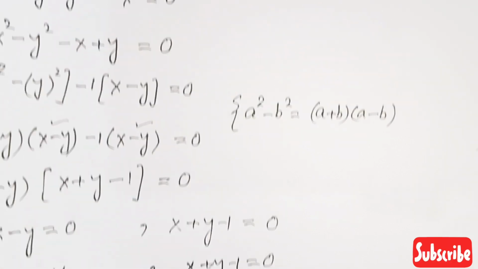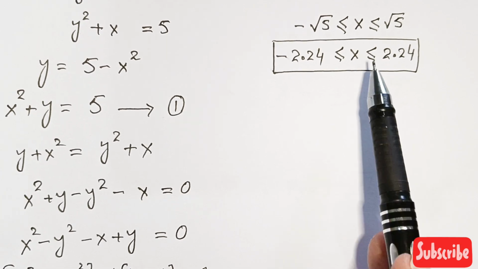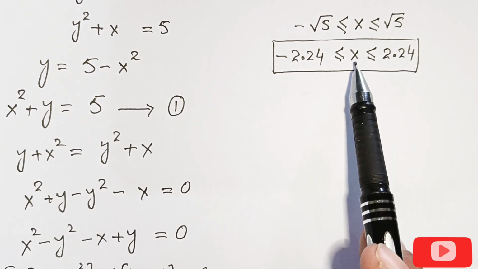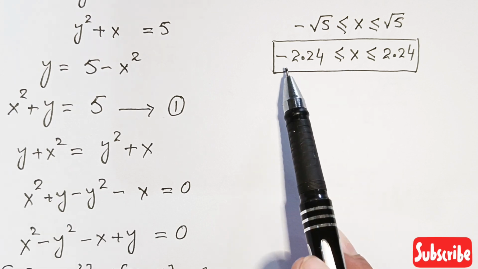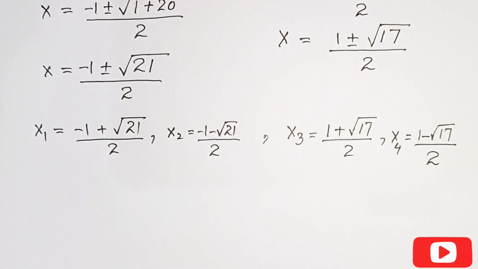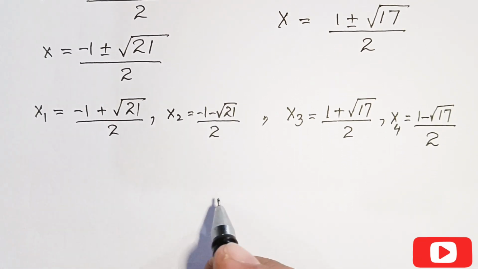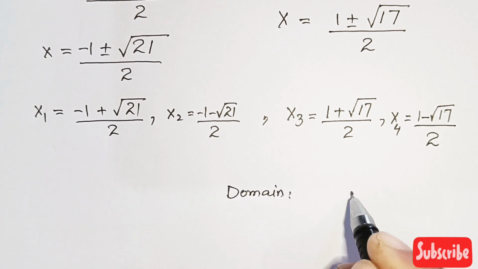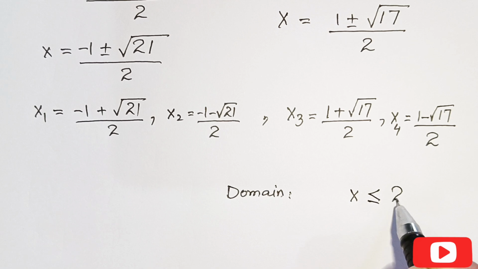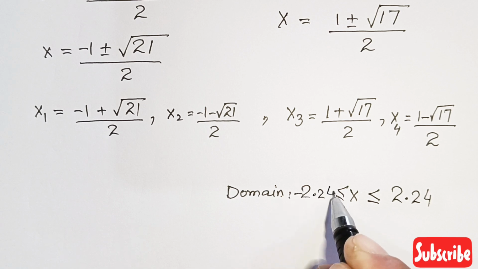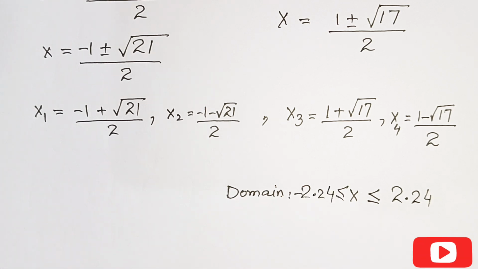So for the verification, we have to check our domain, that x must be greater than or equal to 2.24 and x must be less than or equal to minus 2.24. So here our domain is actually x greater than or equal to 2.24 and x less than or equal to minus 2.24. Now we are going to check.